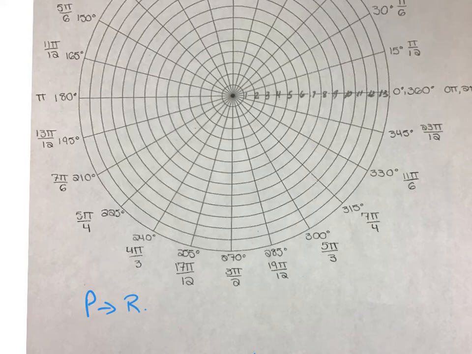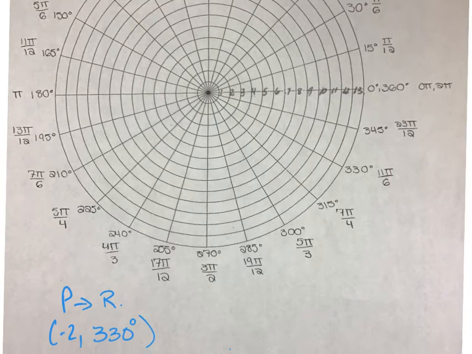And my polar point is -2, 330 degrees. And they give you a polar point. This is your R.